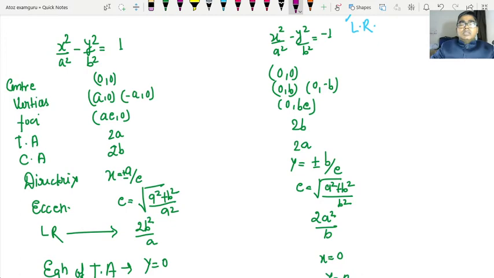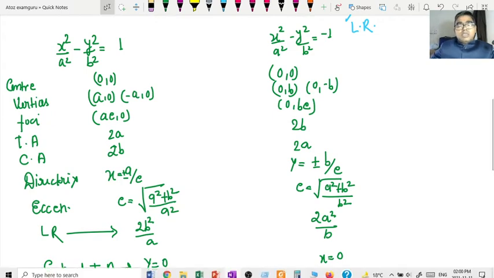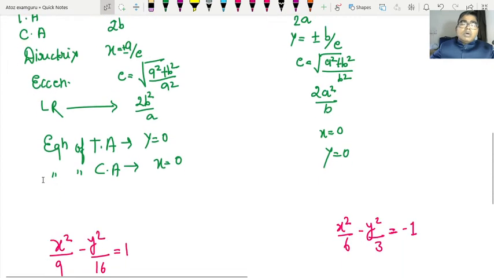Similarly, the equation of the directrix is x equal to plus minus a by e, and here the equation of the directrix is y equal to plus minus b by e. The eccentricity in this case is e equal to under root a square plus b square upon a square, and in this case the eccentricity is e equal to under root a square plus b square upon b square. The length of the latus rectum in this case is 2b square upon a, and in this case it is 2a square upon b. Similarly, the equation of the transverse axis in this case is y equal to 0, and in this case x equal to 0. The equation of the conjugate axis in this case is x equal to 0, and in this case it is y equal to 0.